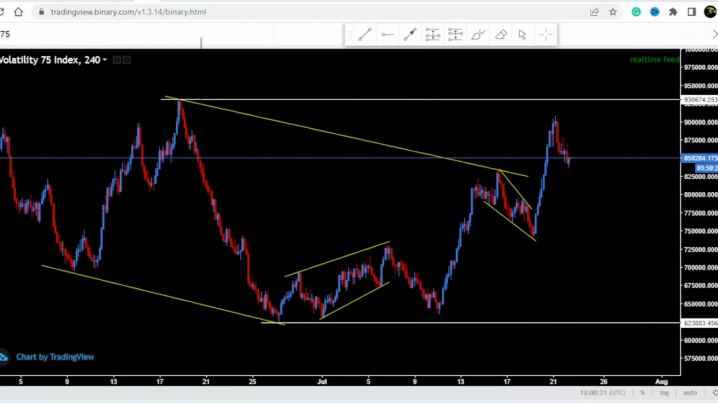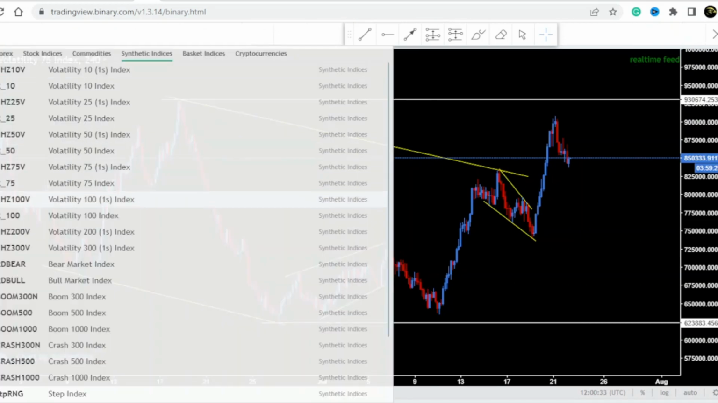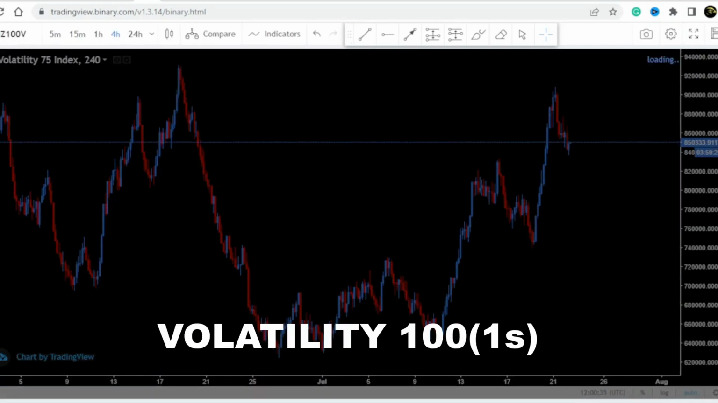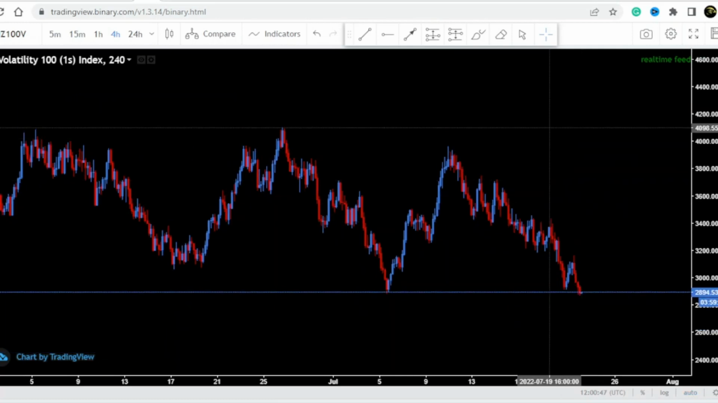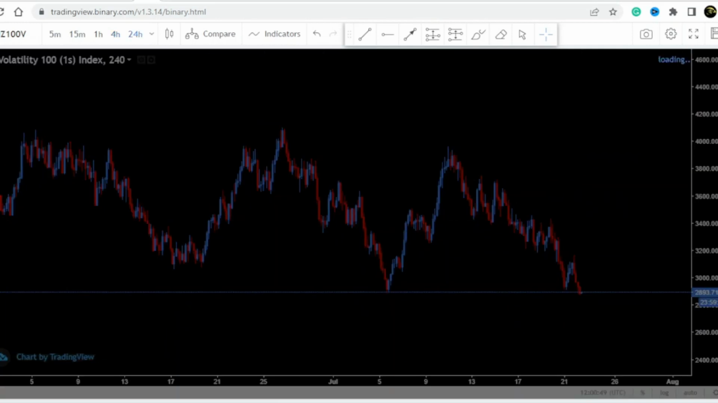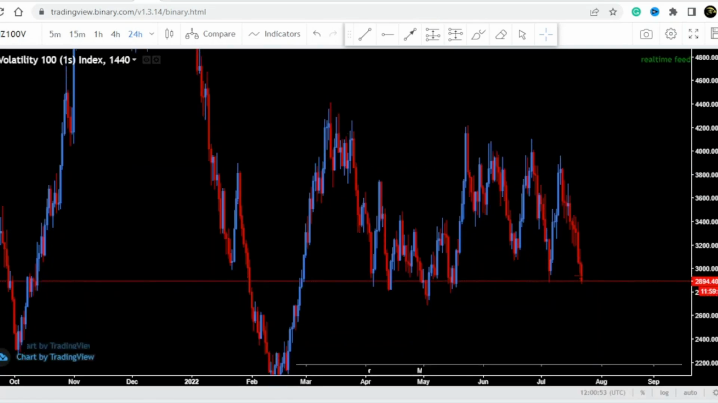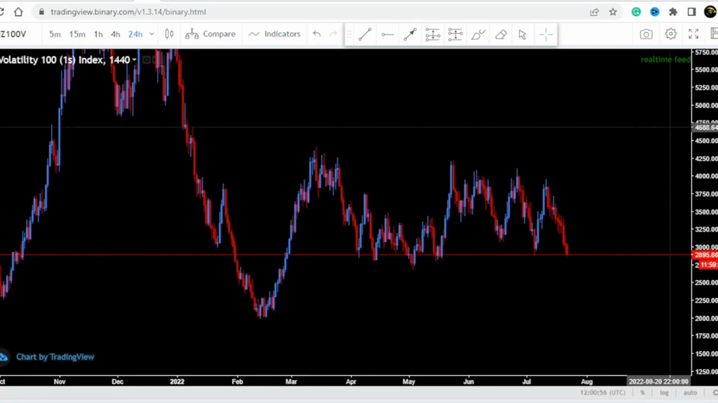Okay, so let's look at another one. Let's look at volatility 100s. So this is volatility 100s. Let me go to the daily time frame. So you can see on the daily time frame, look at that.